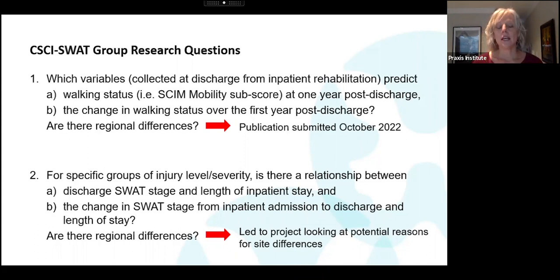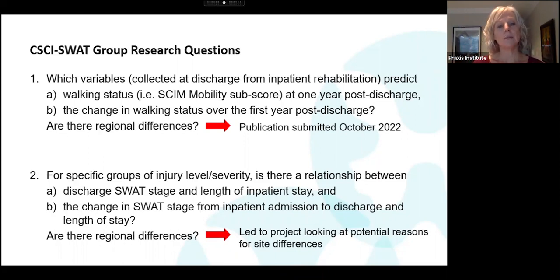The analysis that was done on this showed there were some statistically significant differences in terms of length of stay. They weren't really clinically significant, in that somebody would have to stay a whole lot longer, on the scale of months, to make significantly better functional improvements. But one of the interesting things we found was there were some really big regional differences. So where somebody went for their inpatient rehab made a big difference in terms of how much improvement they were getting using those SWAT stages.